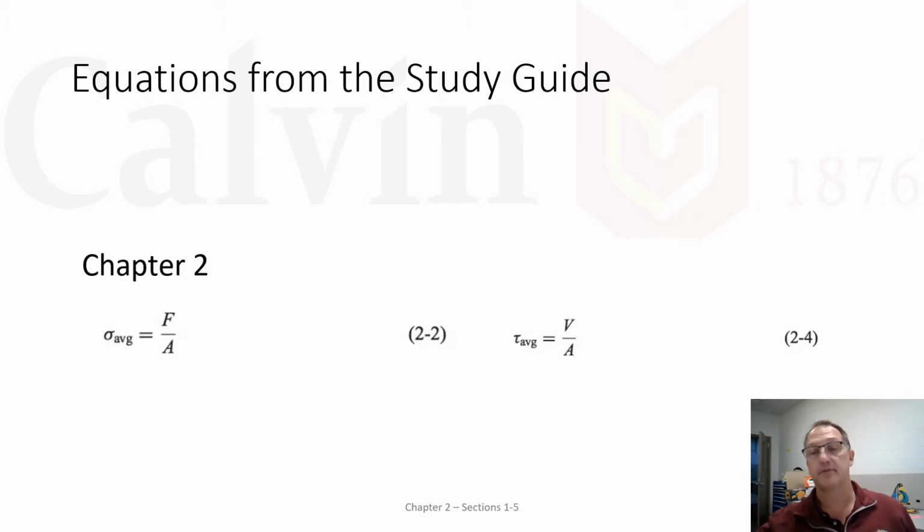The equations from the study guide that we need to be aware of are right at the top, equations 2.2 and 2.4, which are the definitions of this average stress. Sigma average, that's the normal stress, is equal to F over A, F being the force, A is area, and the shear stress, tau average, is equal to V, the shear force, divided by A, the area that is being sheared.